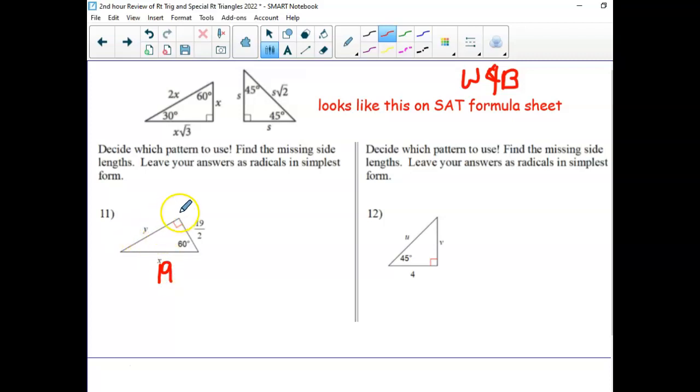And then the long leg across from the 60 is supposed to be the short leg times the square root of 3. And what is the short leg on this picture? This 19 halves. So when we do 19 halves times the square root of 3, you can just put it on top, or you can write it behind it. Doesn't matter.